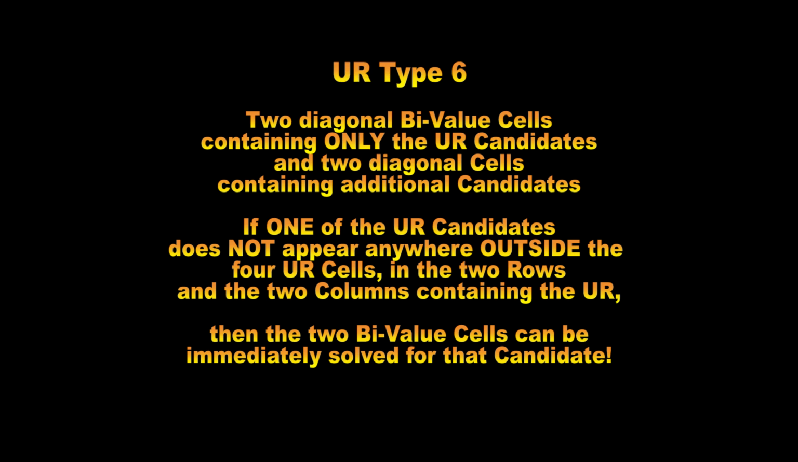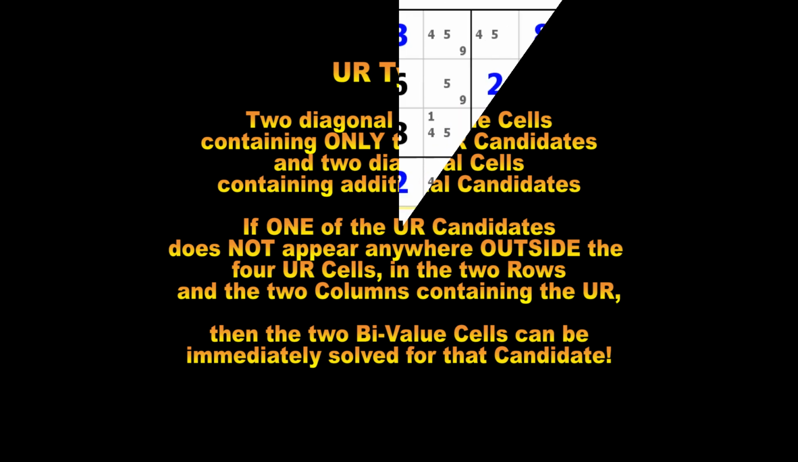If you have a UR that consists of 2 diagonal bi-value cells containing only the UR candidates and 2 diagonal cells containing additional candidates, if one of the UR candidates does not appear anywhere outside the 4 UR cells in the 2 rows and the 2 columns containing the UR, then the 2 bi-value cells can be immediately solved for that candidate. All right, so let's take a look at some real examples.